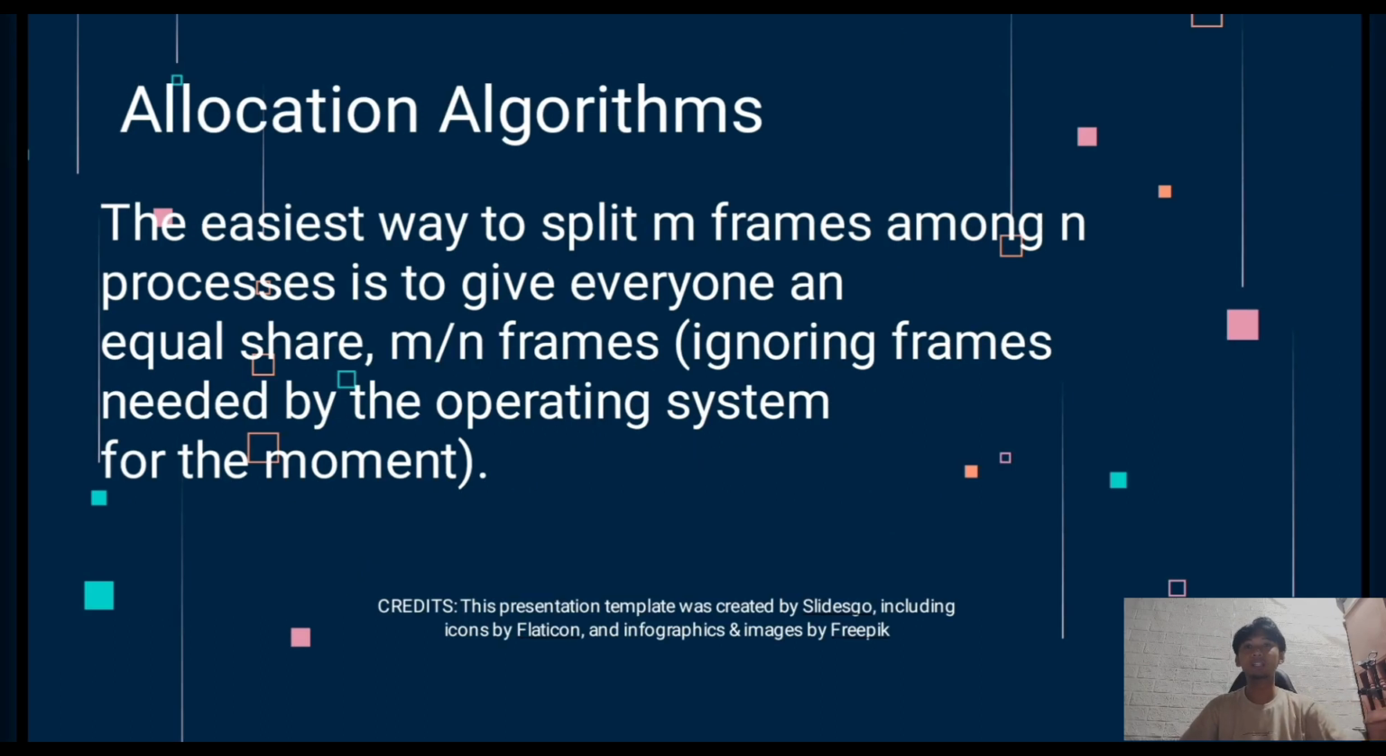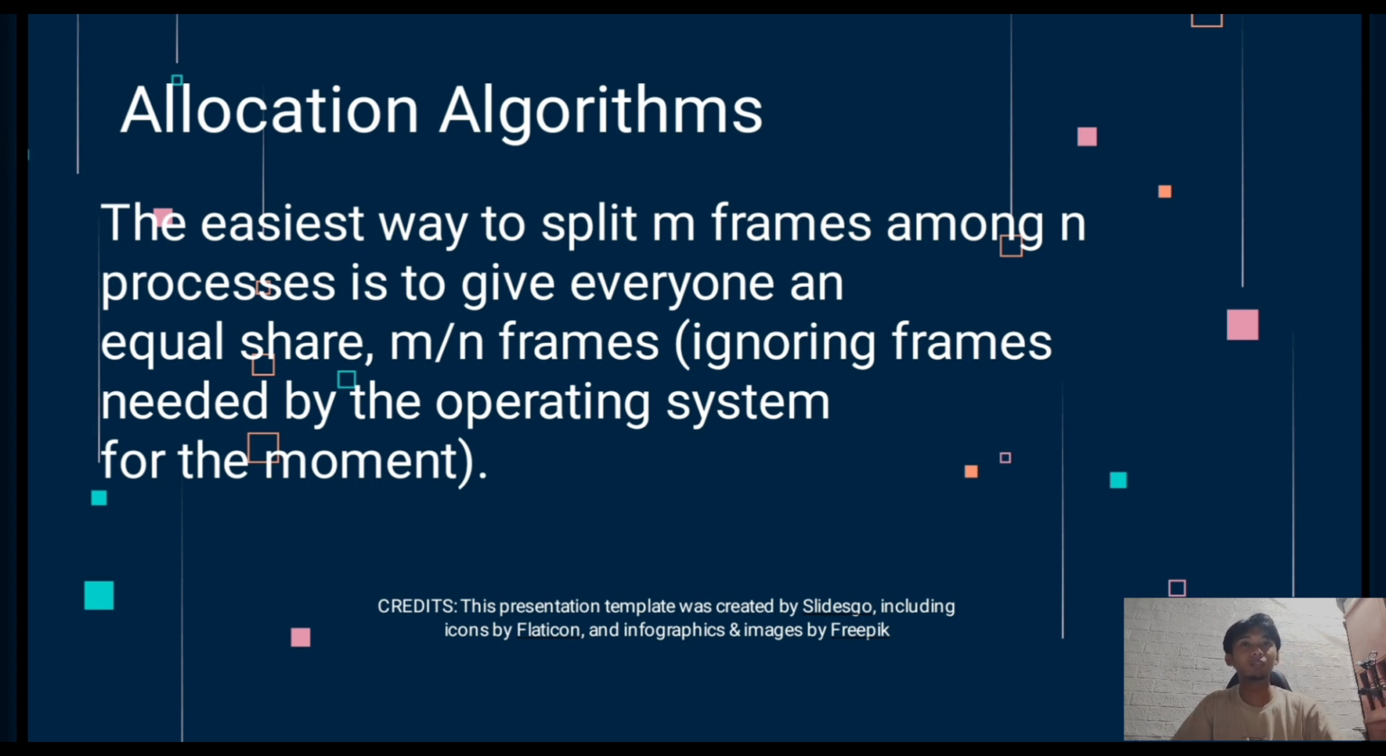Allocation algorithms. The easiest way to split M frames among N processes is to give everyone an equal share, M/N frames, ignoring frames needed by the operating system for the moment. For instance, if there are 93 frames and 5 processes, each process will get 18 frames. The 3 leftover frames can be used as the free-frame buffer pool. This scheme is called equal allocation.